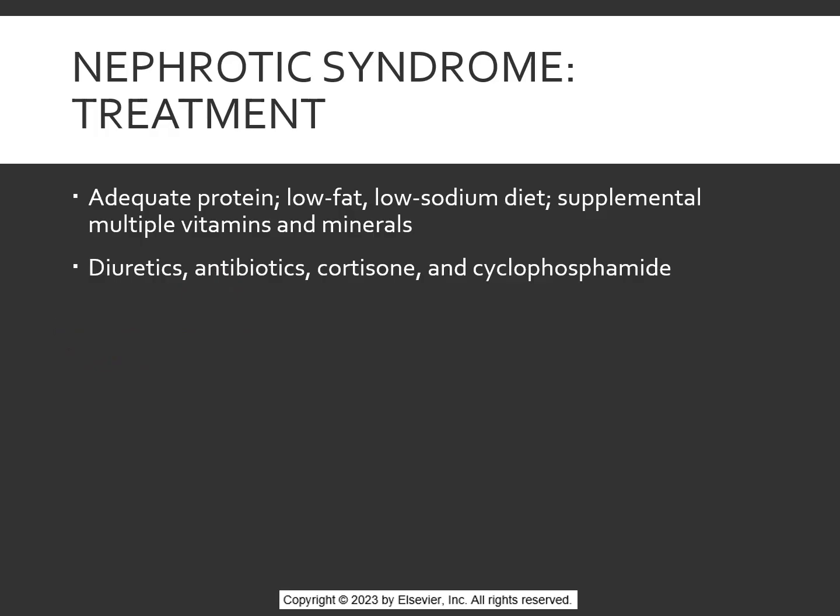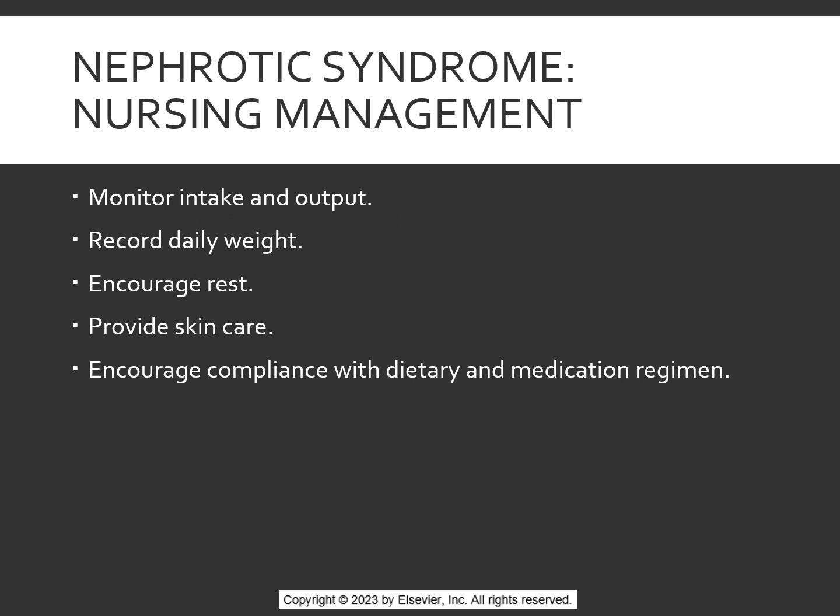Treatment for nephrotic syndrome consists of an adequate protein, low-fat, low-sodium diet, diuretics, supplemental multiple vitamins and minerals, and antibiotics if an infection is present. Nursing care includes monitoring I&O, recording daily weight, encouraging rest, providing skin care, and encouraging compliance with dietary and medication regimen.